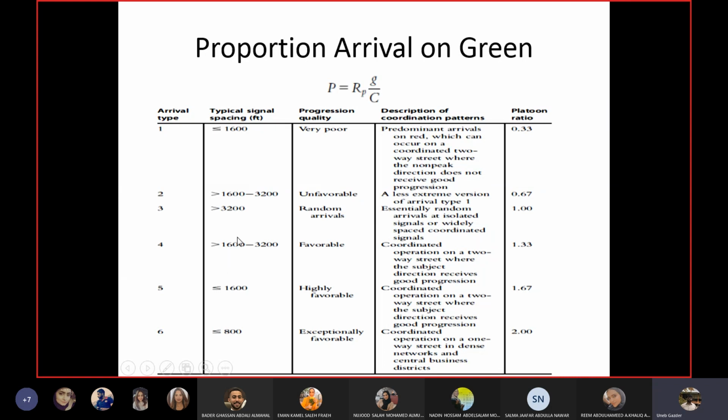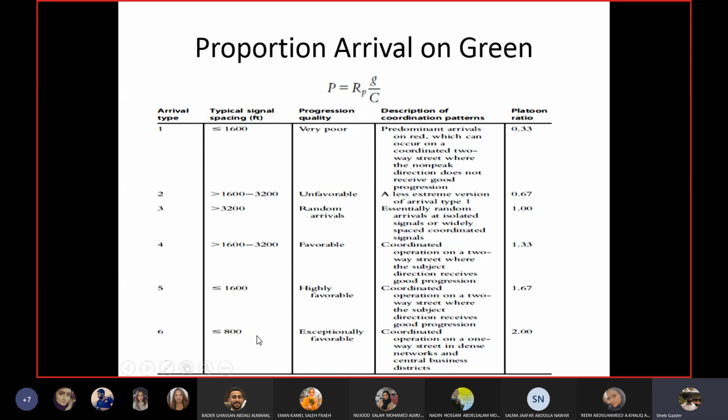Because you will say that spacing is the same, why do we have a different type? So spacing is the same, but the quality of progression is better now. Okay, and in the next chapter we will see how we can design the coordination between the signals. So in that case, the platoon ratio is better. If the spacing is less than 1600, and again you have good progression, it will be highly favorable. Then you will have all vehicles arriving during green time.